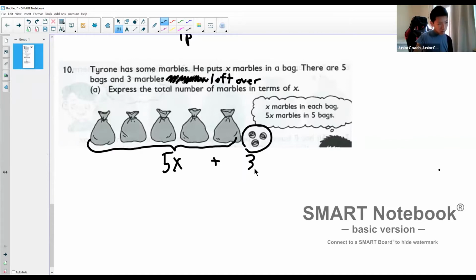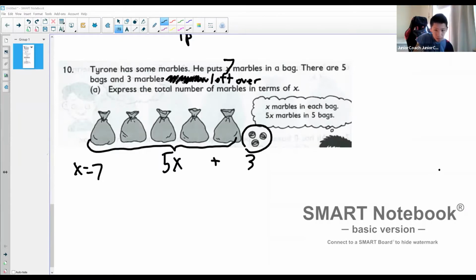And if we take 5x plus 3, and I tell you that x equals 7, can you tell me how many marbles he has in total? If x equals 7, that means he puts 7 marbles in a bag. If he puts 7 marbles in a bag and there are 3 marbles left over, can you tell me what this final amount of marbles would be? Great. All right, excellent. We all seem to have gotten the hang of that.